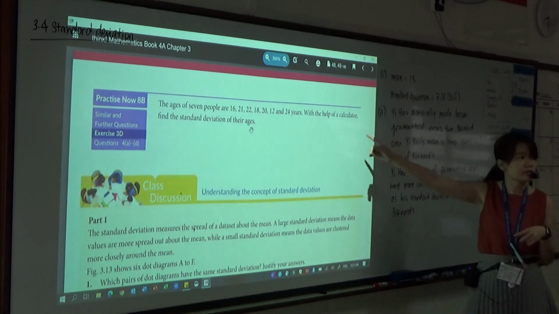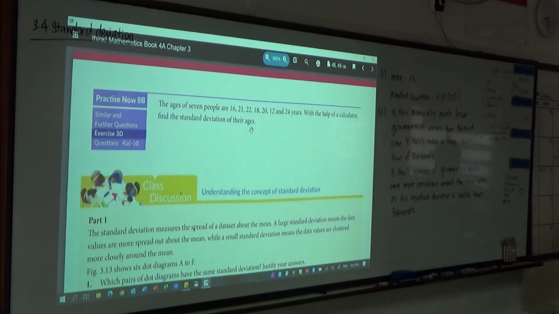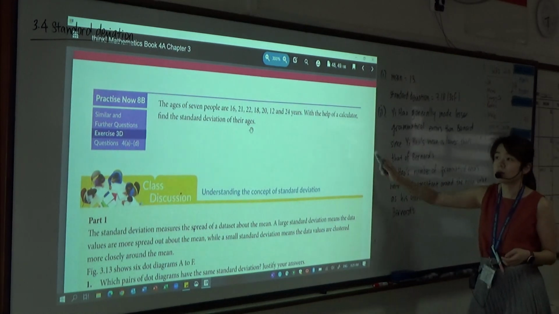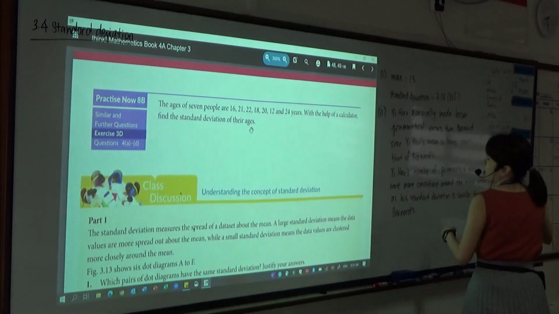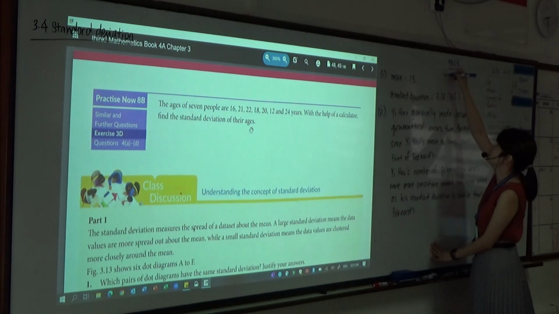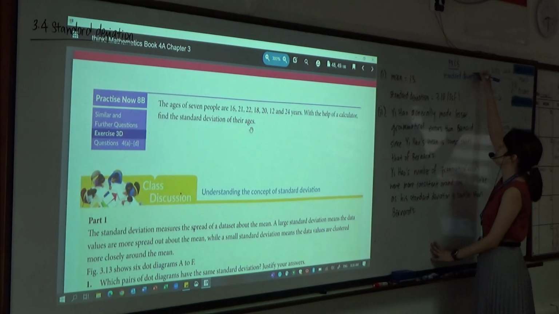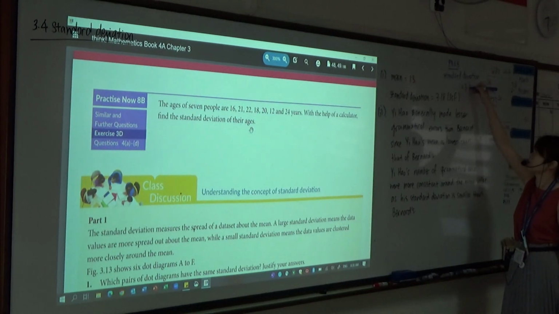Last lesson itself, I have asked you to actually try pressing this in your calculator already. I hope you did so. The value, the standard deviation should be 3.74. So I shall not go through this. Alright, so for practice now 8B, standard deviation that we should be getting is 3.74 when rounded to 3 SF.